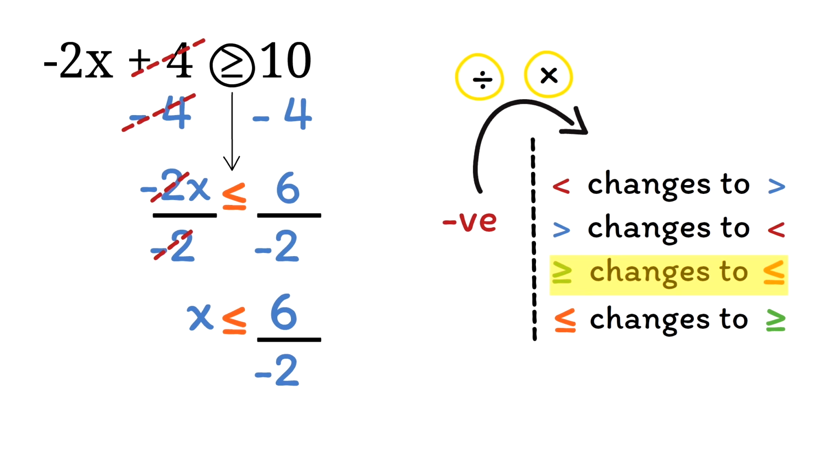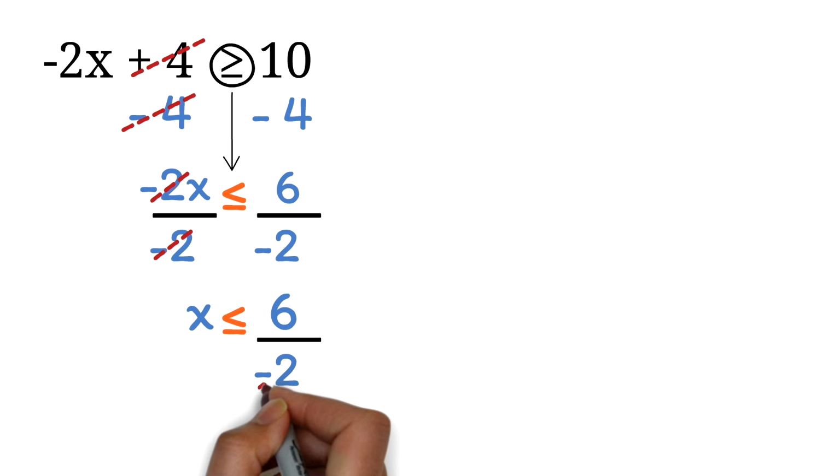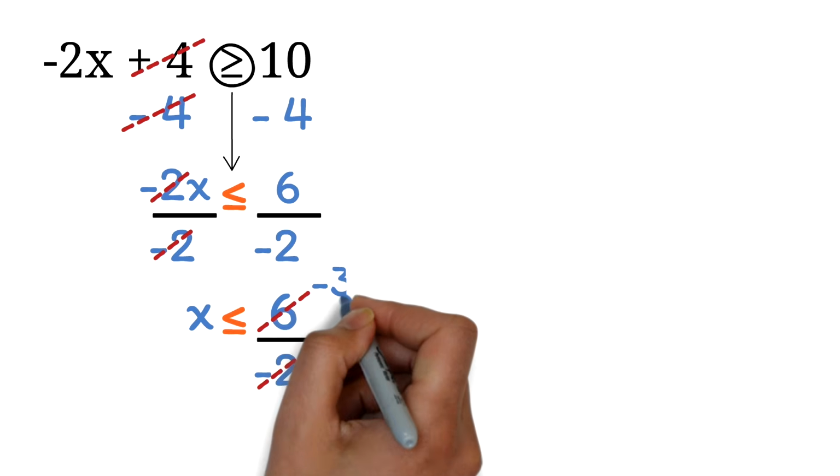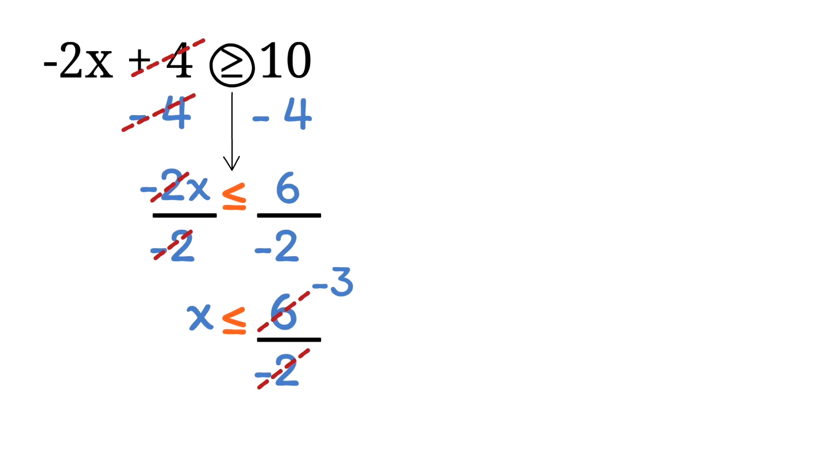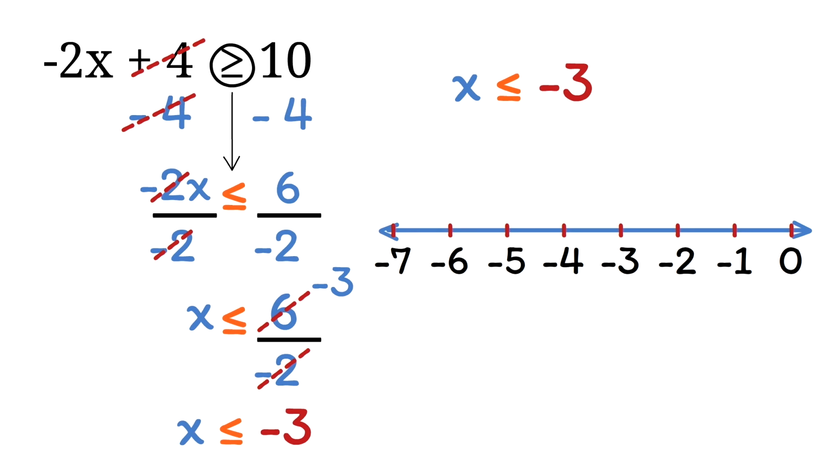So our expression becomes x is less than or equal to 6 divided by negative 2. Negative 2 goes into 6 negative 3 times. So this gives us x is less than or equal to negative 3, our final answer. Now let's graph this answer on a number line. Note that for this answer, we consider all possible values less than negative 3, including negative 3 itself.